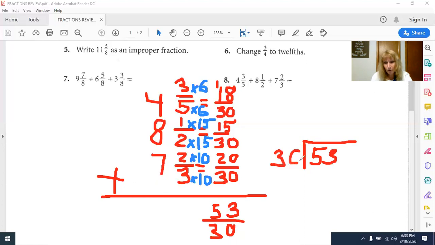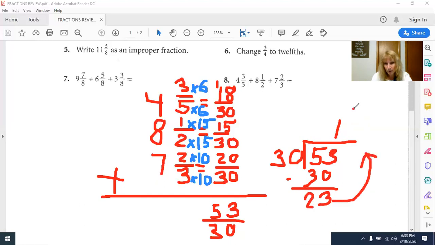So now how many 30s go into 53? Right, just 1. So 1 times 30 is 30. If I go to 2, I'm over, right? Then I'm at 60. That's too much. 53 minus 30 is 23. So I'm left with 23.